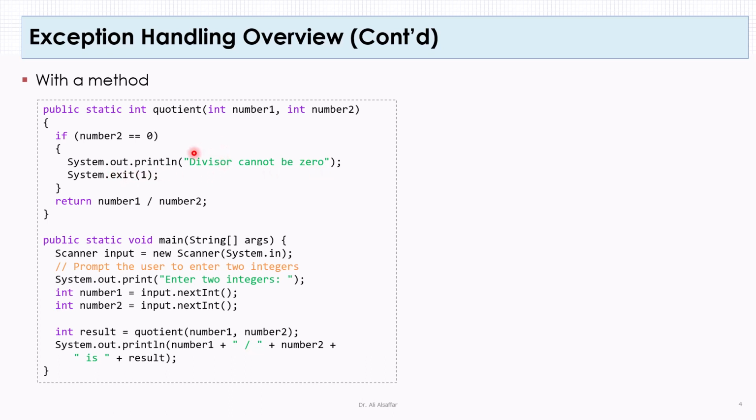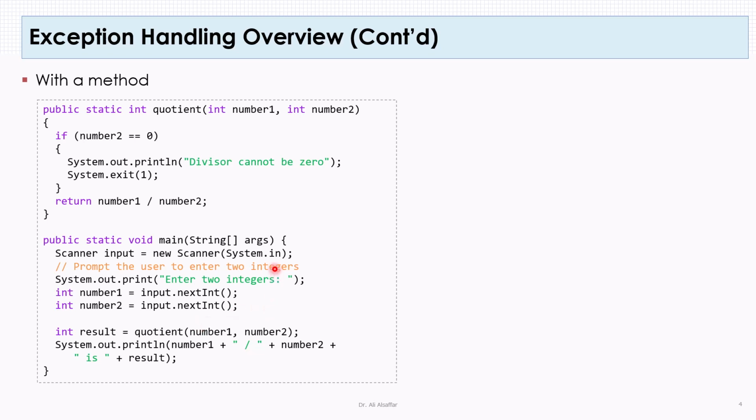The caller should decide what to terminate the program. The caller here is main. So when we jump from main and go inside quotient, our program terminated. So the main method, which is the caller, has not been notified. So how can the quotient method notify its caller, which is the main method, that an exception has occurred?